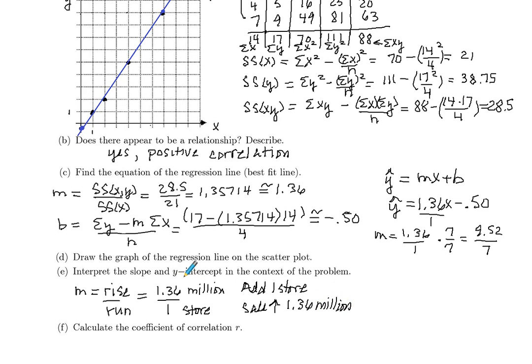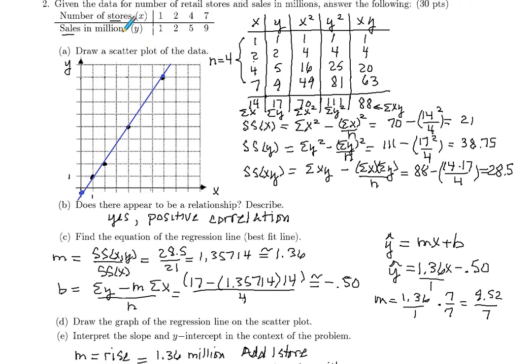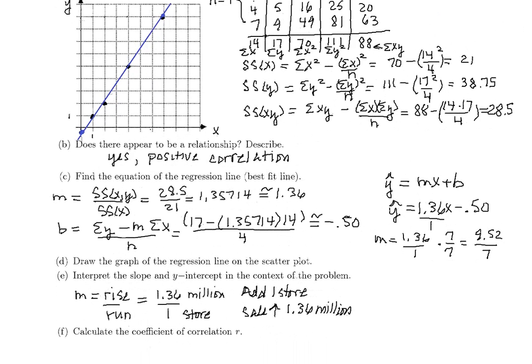And then the y-intercept. Remember, the y-intercept is the y-coordinate when x is 0, and ours is negative 0.5. The y-coordinate is the sales, the x-coordinate is stores. So this is the sales when you have 0 stores. So b, your y-intercept, is your sales with 0 stores, and in our case, that's negative 0.5. So this is saying if you've got 0 stores, you're losing $500,000.